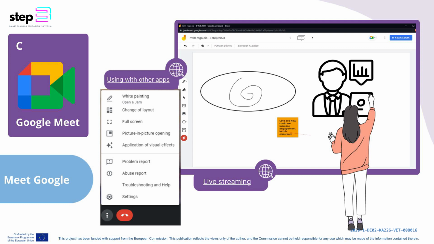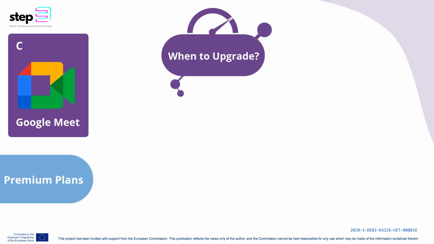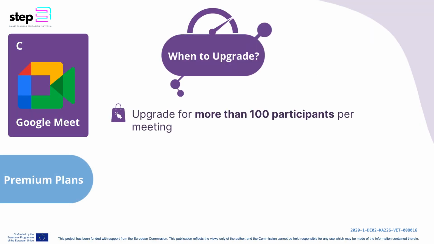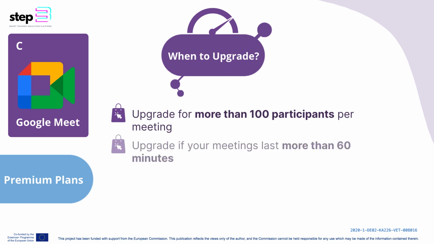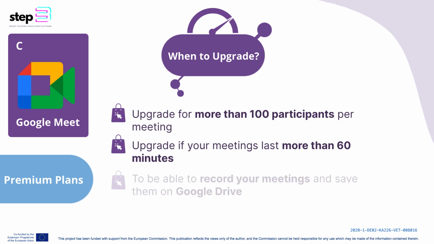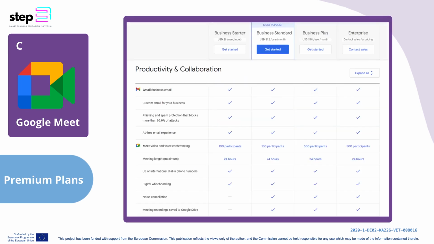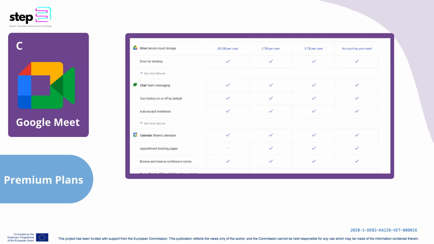So, the only question left to answer is, when to upgrade? You should upgrade if you want to have more than 100 participants per meeting. You should also upgrade if your meetings last more than 60 minutes. And you should upgrade to be able to record your meetings and save them on your Google Drive. You can pause here and check the following slides for the premium plans.